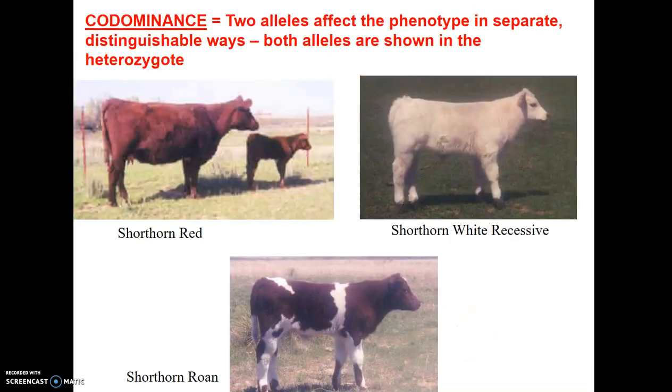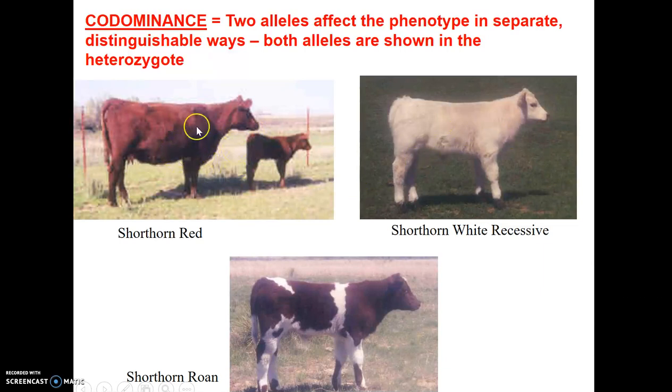The next pattern that I want to look at is codominance. Codominance means just that: both of the alleles are going to be dominant at the same time. A common example that you see of this is shorthorn red cattle and shorthorn white cattle. They're both codominant here. We have a shorthorn red, and we can see that its coat color is a reddish color, and the shorthorn white is white here.